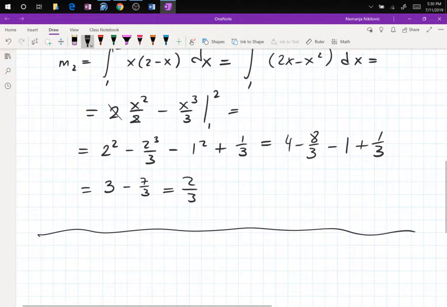Does anyone know what the unit for mass is in imperial, in the US? So I told you your pounds. Slugs. Nice. Good.